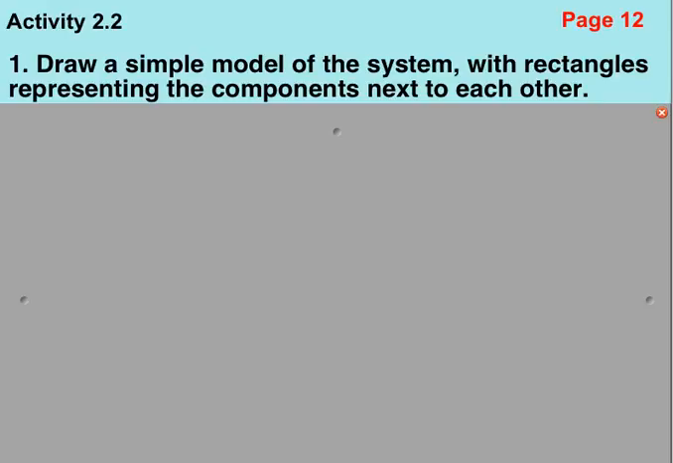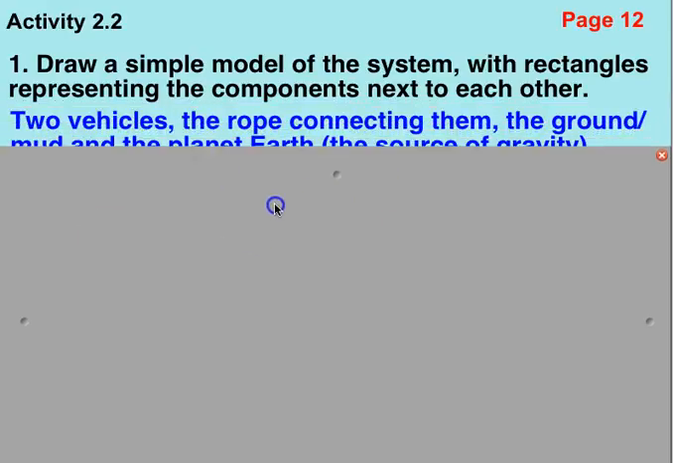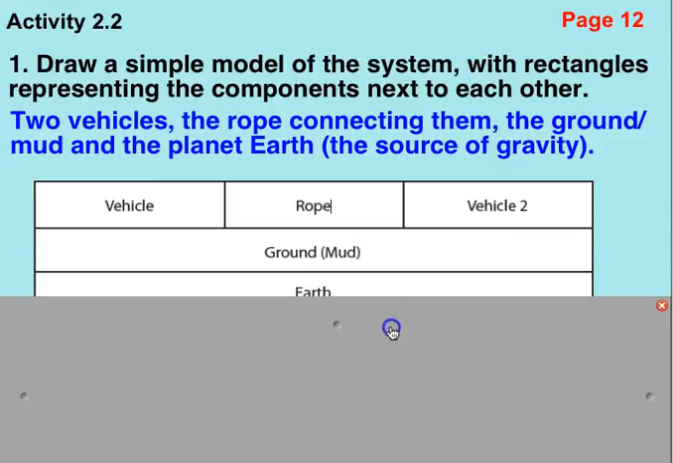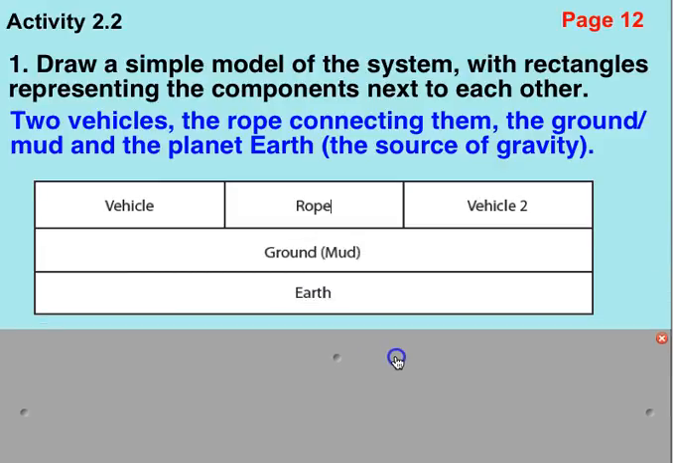What I'm going to do, normally I don't take you through all the answers, but in this case I am, because this is pretty important. If you know this information, things later on in the book will come in handy. So first of all, what are all the components? We already went through those. So here's the vehicle, here's the rope, and here's vehicle 2. We have the ground there, and here's the Earth. Now remember, the Earth basically just represents gravity.